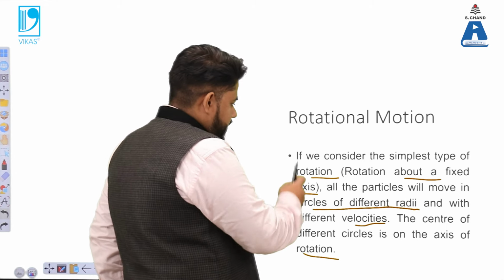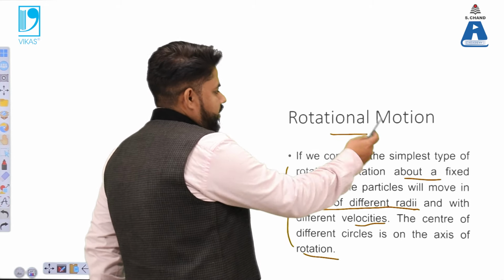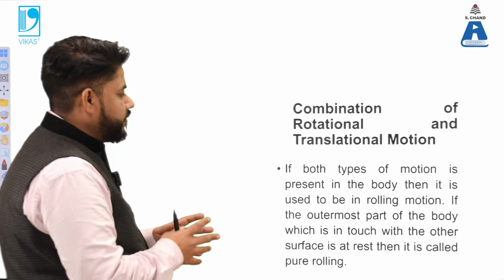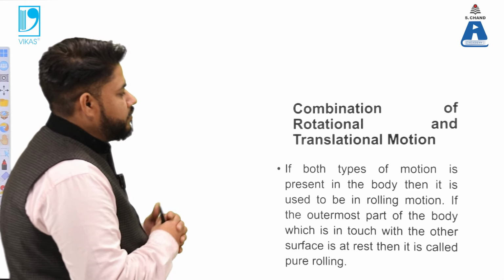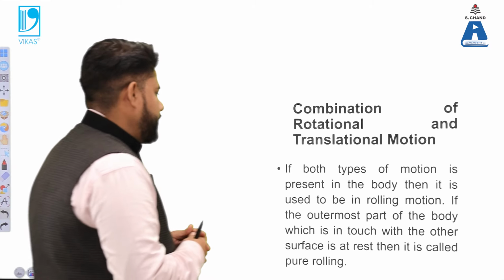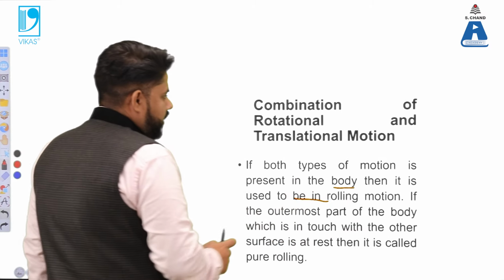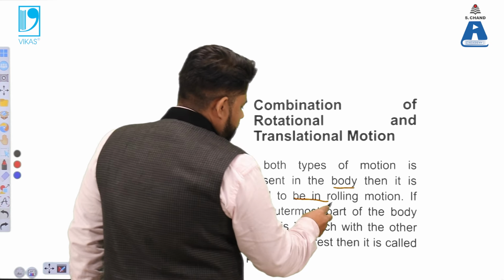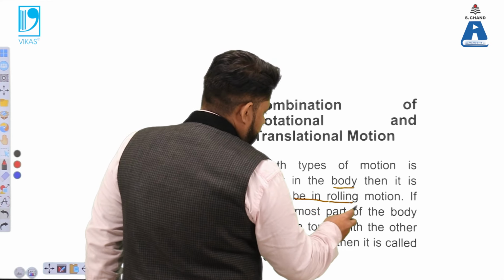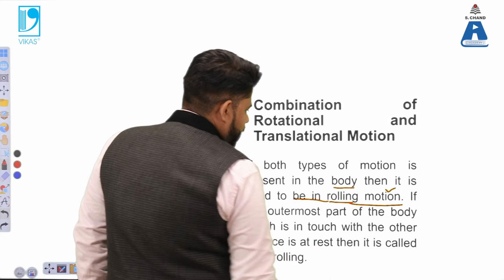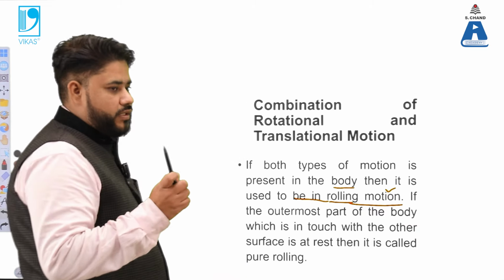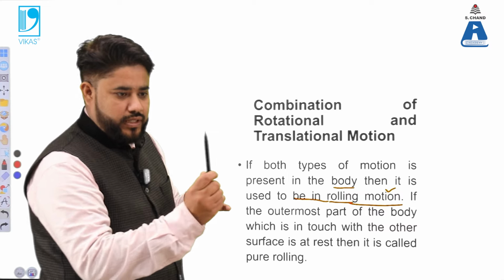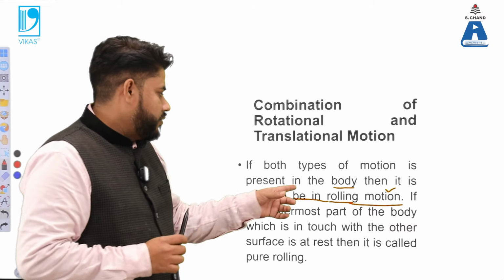So if it is there on the axis of rotation, we name it as the rotational motion. And if there is a combination of both of them, we name it as a combinational type of category. So if both the motions are present in the body, then it is termed as the combination, and the name particularly is called a rolling motion. So that means if the body is rolling about this point, and additionally it is moving like this, it is having a rolling motion.